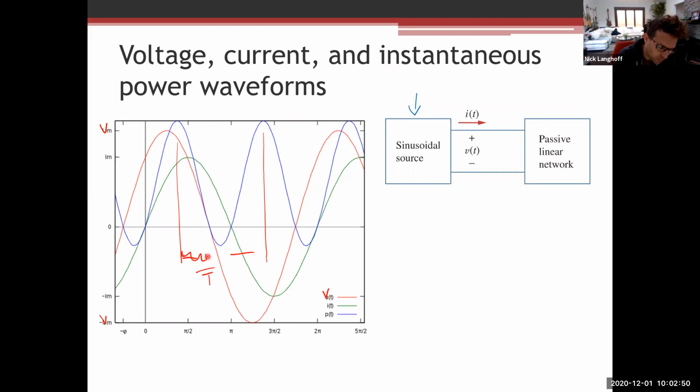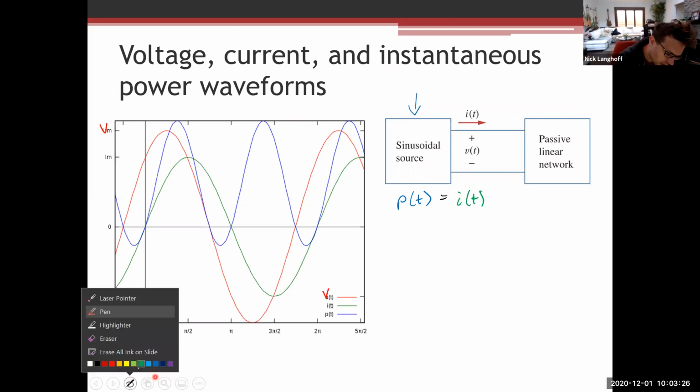Now, I'd like to draw your attention to the fact that if we look here, remember that P instantaneous is equal to I times V. So if you were to write this as a function, this would be P of t, which we can try to color code, I suppose. P of t is always equal to V of t. Well, I guess we'll do it as IV, right? So this would be I of t times V of t.